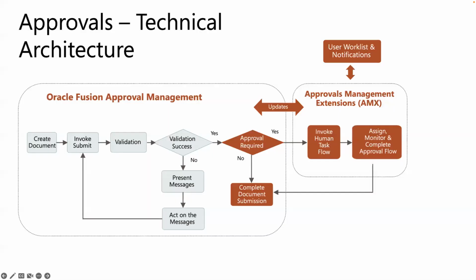So let me just walk through the process of what happens from a technical architecture perspective. So let's go into the details. What you have is the Fusion Approval Management Engine, and it uses the AMX, which is Approvals Management Extensions. So all this is within another server. So the look and feel looks different to the standard Oracle applications. This is the Fusion apps. And this is because it's in a different part of the server.